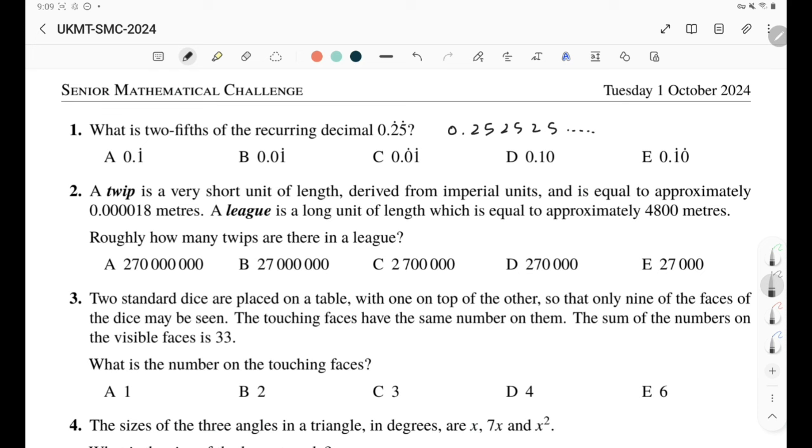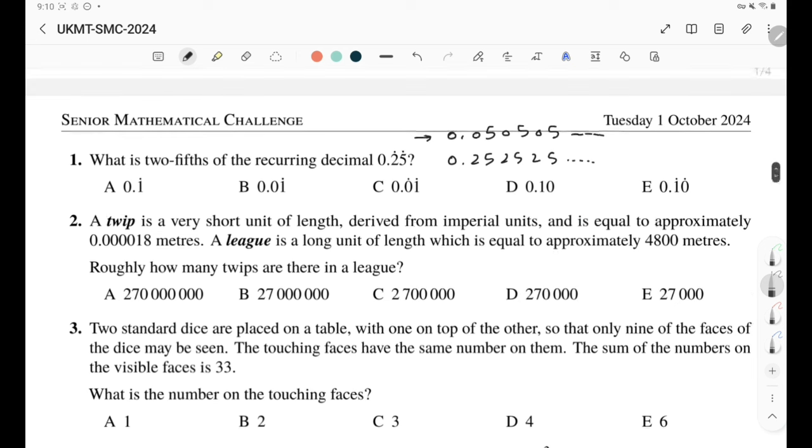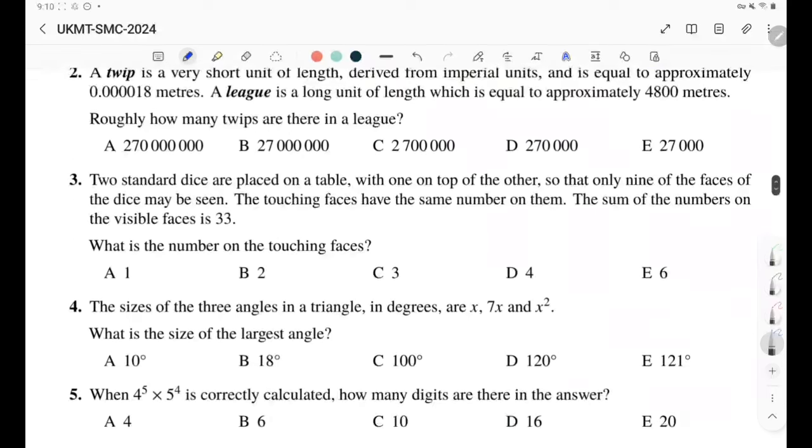First of all, let's divide this number by 5. The fifth of this number, clearly it's going to be 0, and this thing divided by 5 is just 5, so it's 0.5, 0.5, 0.5, and so on. If we multiply this by 2, it becomes 10, so that means 0.10, 10, 10, and so on. So basically the answer is surely E. This is the answer. Alright, question 2.